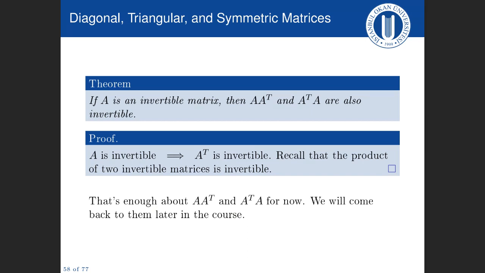And I want to finish this section by giving one more thing. If A is an invertible matrix, then A A transpose and A transpose A are also invertible. A nice simple proof. If A is invertible, then A transpose is also invertible. If we multiply two invertible matrices together, then we get an invertible matrix. And that's all we need to do. That's all I want to say about A A transpose and A transpose A for now, but we're going to come back to them later in the course.